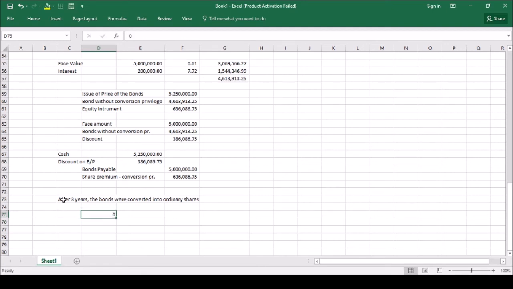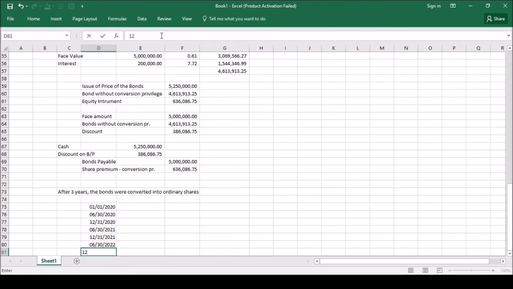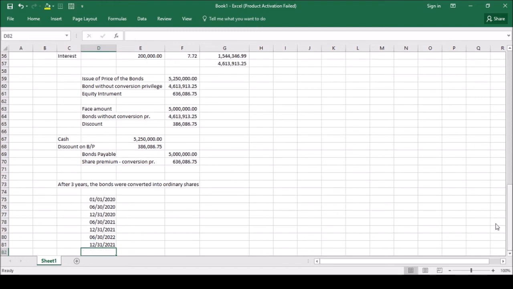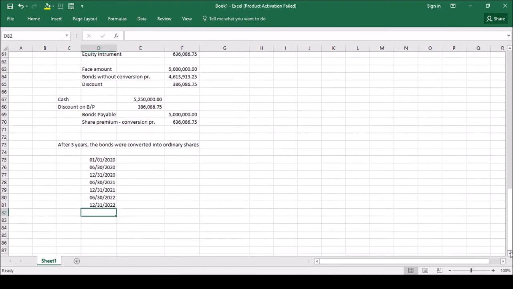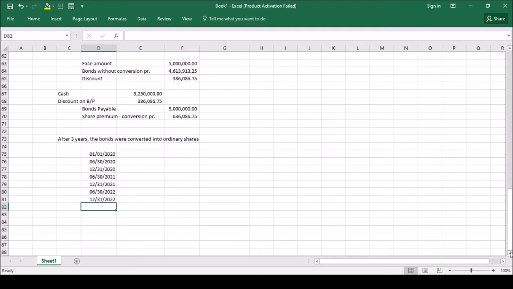Sabihin natin, semi-annual, no? 1/1/2020, and then 6/30/2020, then 12/31/2020. That's the first year, no? Okay. And then the second year, that would be 6/30/2021, then 12/31/2021, and then 6/30/2022, and 12/31/2022. Ibig sabihin, on December 31, 2022, the holder of the particular bond, or the investor, would like to convert those bonds into ordinary shares. Sabihin natin, in this date, nagkaroon ng conversion.